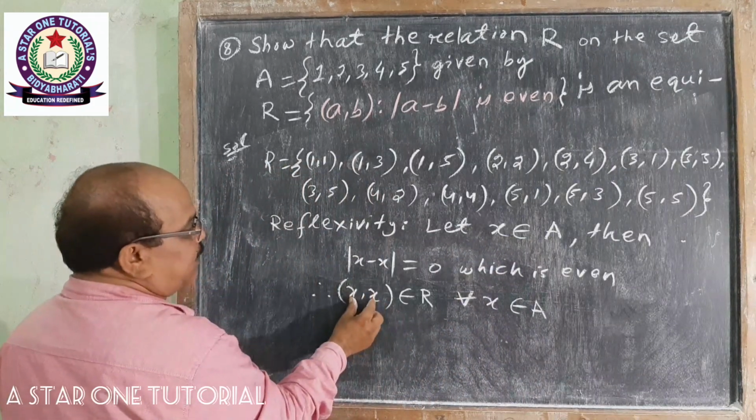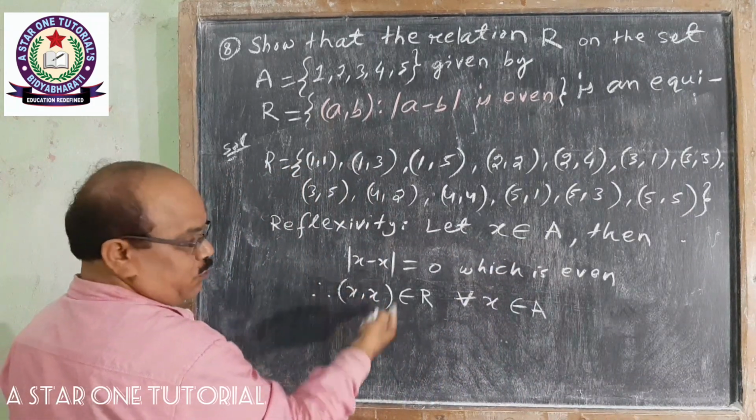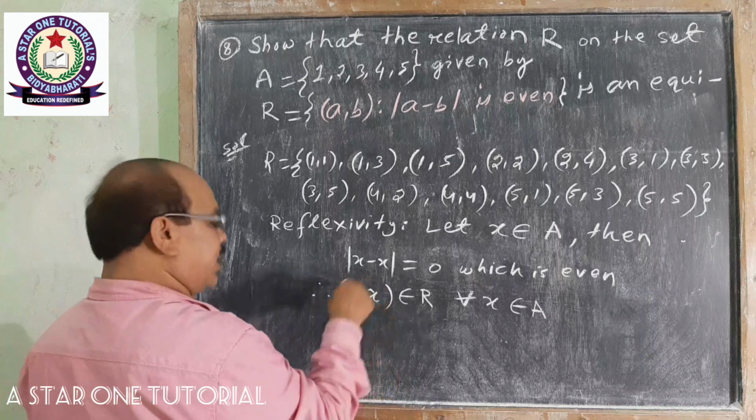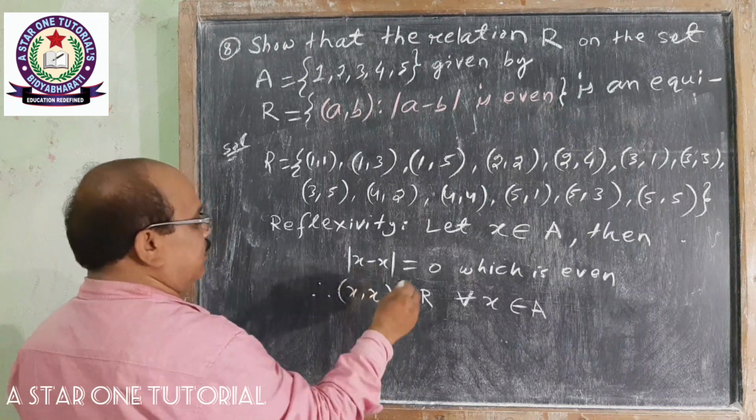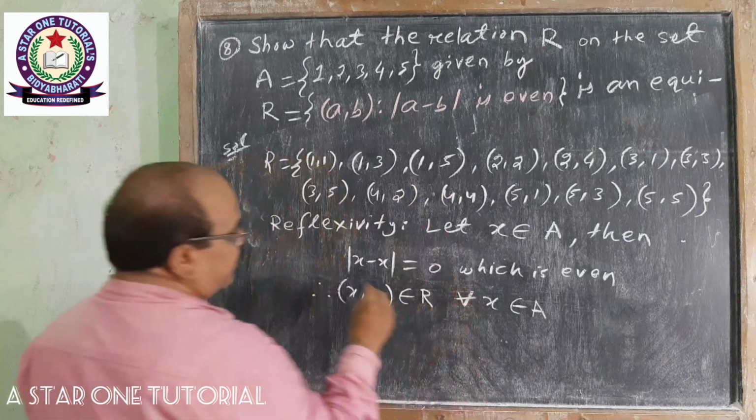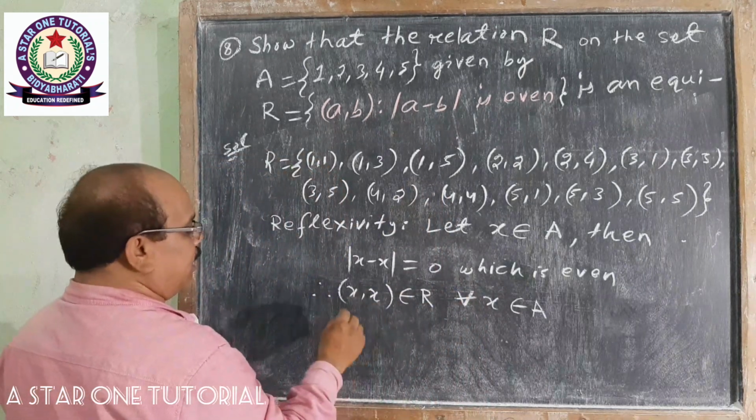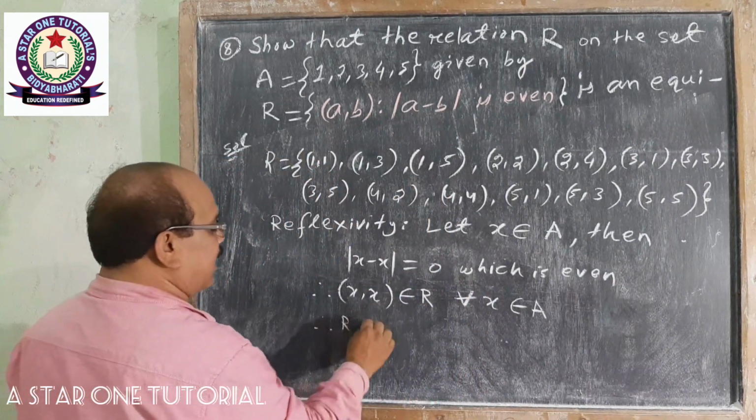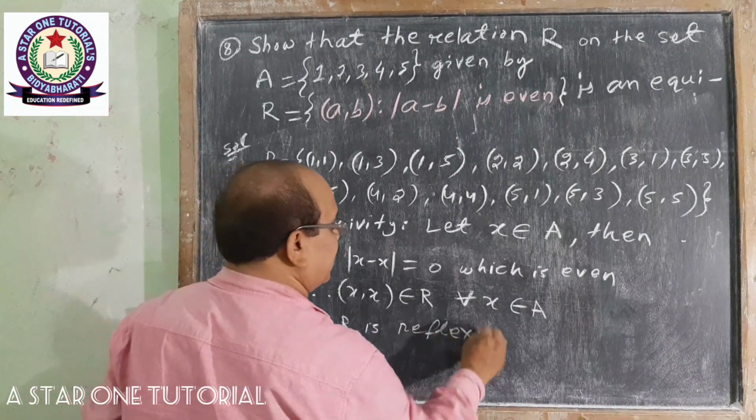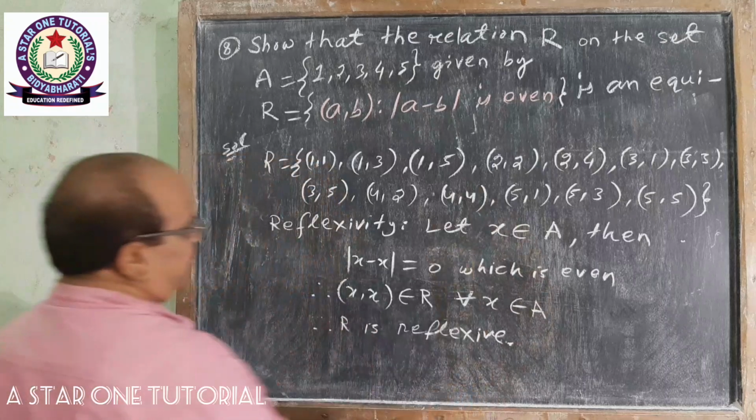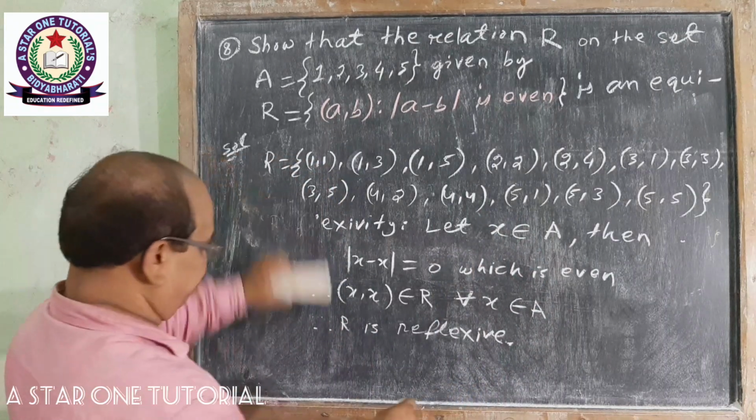This pair stands for (1, 1) if x is equal to 1, (2, 2) if x is equal to 2, then (3, 3), (4, 4), (5, 5), this much only. Therefore this relation R, therefore we can write that R is reflexive. Then come to symmetric.